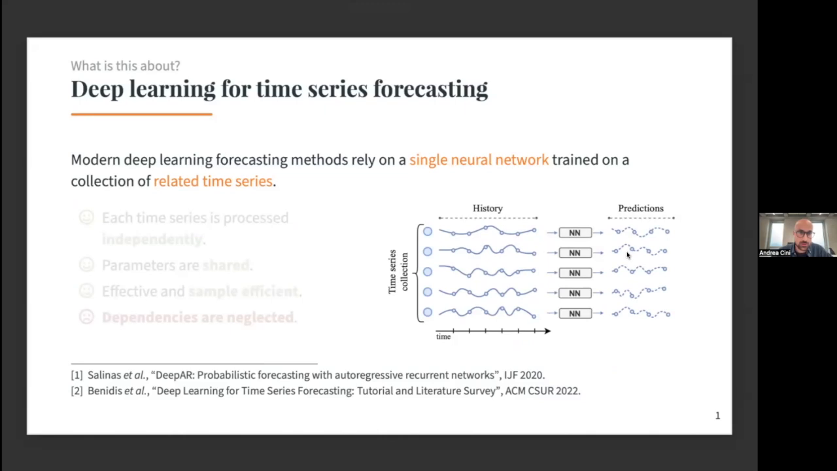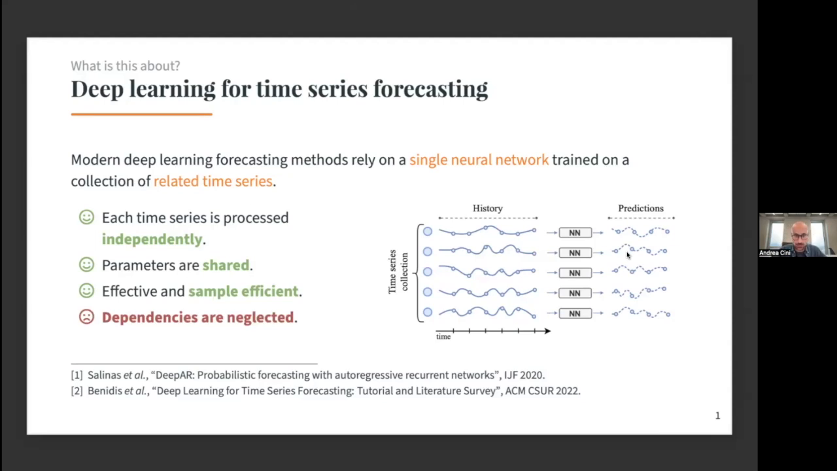The modern approach that people use in deep learning for time series forecasting is that of training a single neural network, usually a single large model, on a collection of related time series. In this way of processing the data, each time series is processed independently from the others while keeping the parameters of the model shared. This basically makes the procedure very simple, efficient, and also allows for training these large models. The downside of this is that the dependencies that might exist among these time series are discarded.